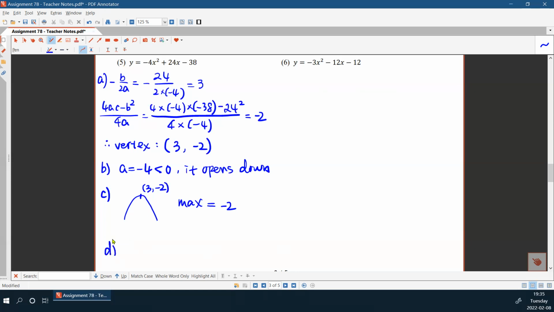Okay, and question D. That depends on, again, the relative positions between the vertex and the x-axis. And in this question, apparently the vertex is under the x-axis, right? And if the vertex is under the x-axis and it opens down, that means it is not possible to have any intersection between this curve and the x-axis. Therefore, there are 0 x-intercepts.